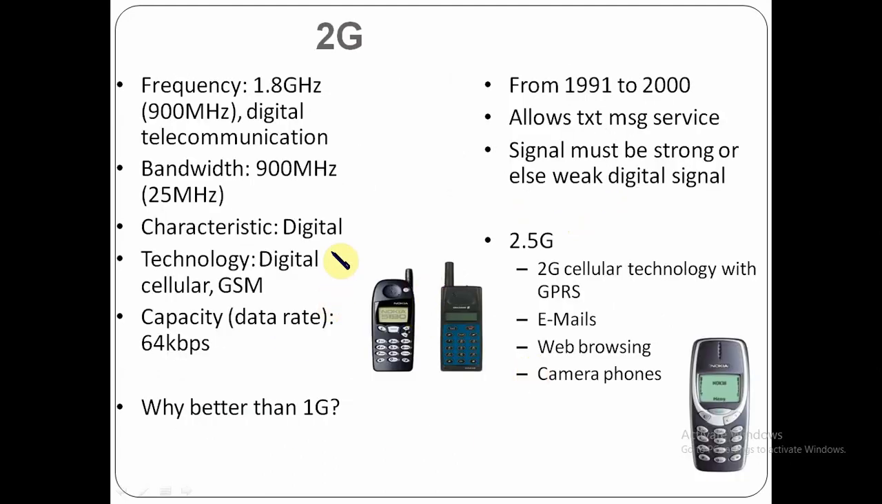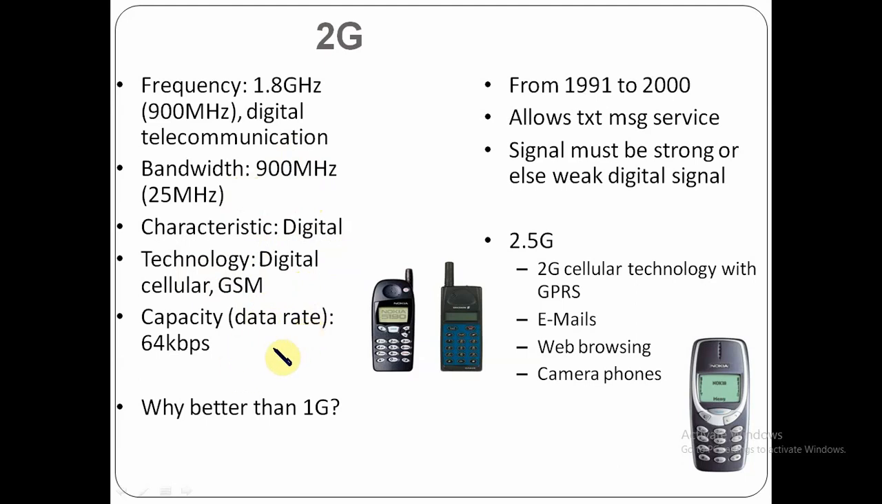After 1G we move towards 2G. The frequency is increased, up to 1.8 gigahertz digital telecommunication, and the bandwidth is 900 megahertz. The characteristic: in 1G it was analog, here it is digital. The technology is digital cellular GSM.